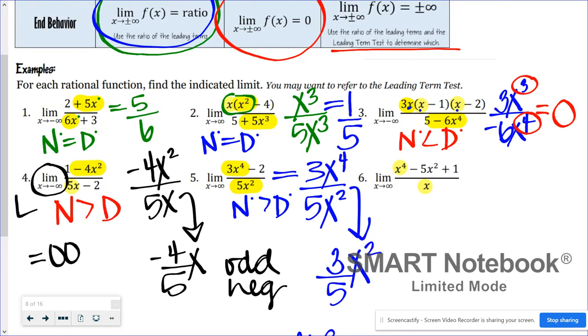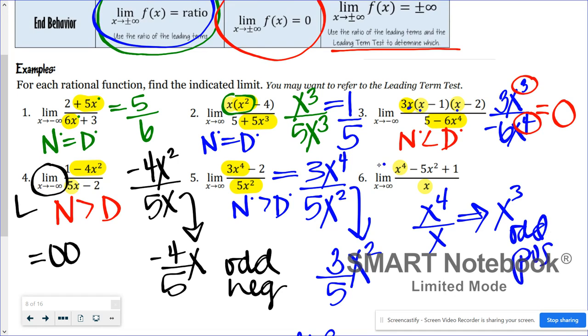And for the last one here, we once again have a case 3 scenario because we have x to the 4th on top, x on the bottom. So we need to simplify that. We get x cubed. So this is an odd positive leading term, and we want the right end behavior. So odd positive on the right is positive infinity.